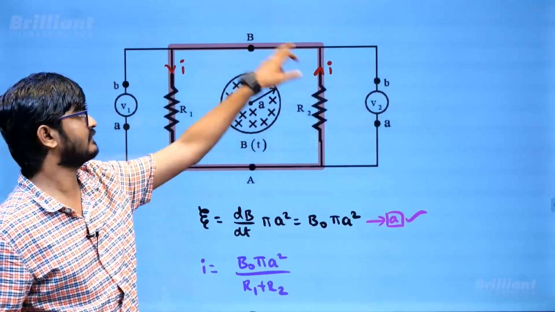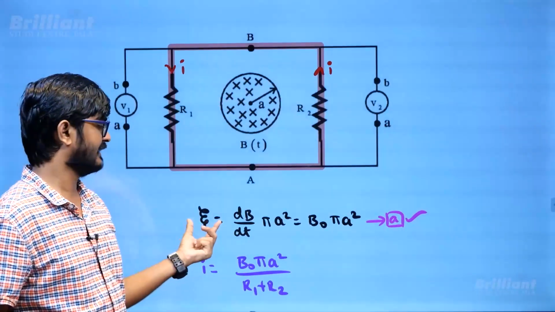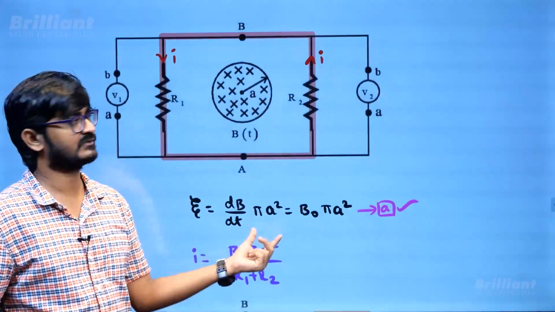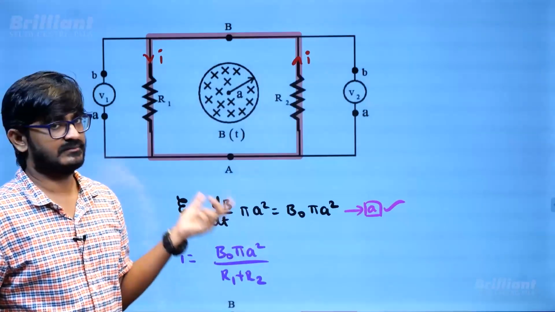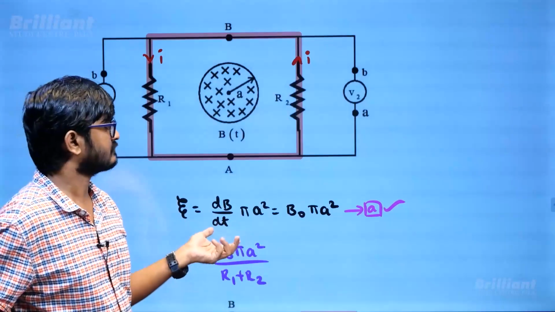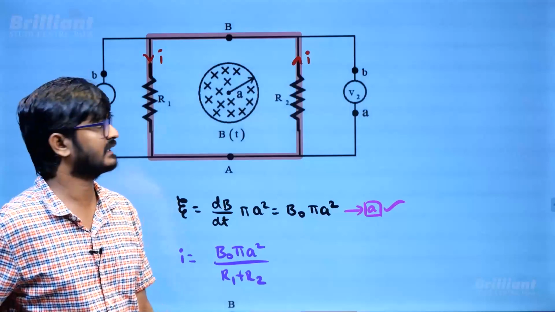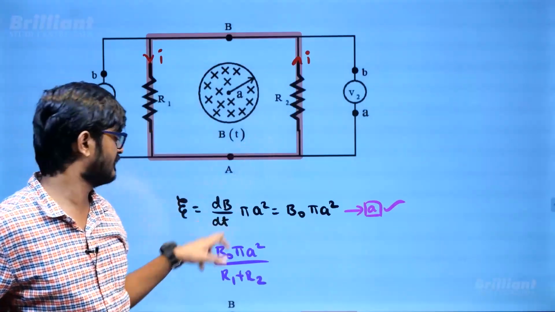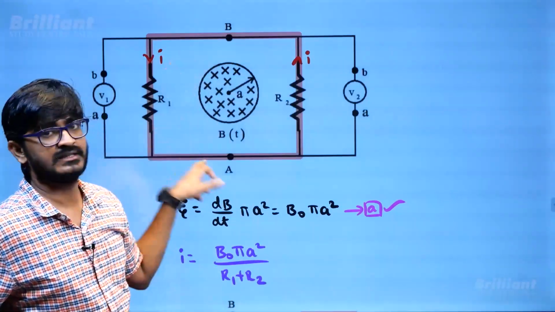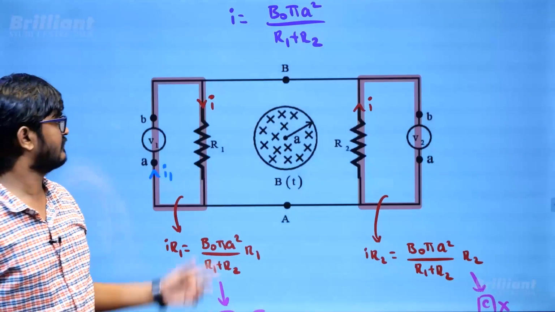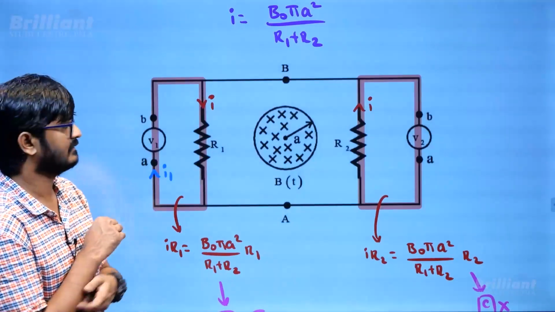Now if the current is flowing this way, I can say E equals IR. How can I find the induced EMF? dB by dt into pi a square, right? dB by dt is given as B naught, so this is the induced EMF. From there option 1 is correct. If you want to find the current, induced EMF divided by the resistance is going to be the current. Now there will be a very small current flowing through the voltmeter which we neglected earlier.